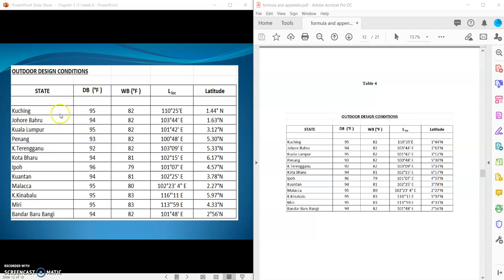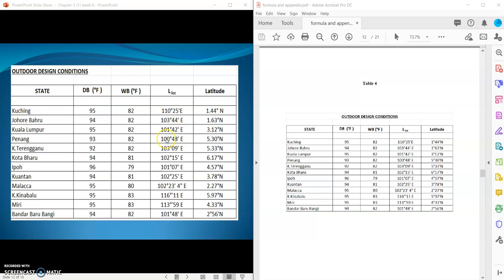Some of the states that we have here from Malaysia: Kuching, JB, KL, Penang, Kuala Terengganu, Kota Baru, Ipoh, Kuantan, Melaka, KK, Miri, and Bandar Baru Bangi. We have the dry bulb temperature in degree Fahrenheit and the wet bulb temperature in degree Fahrenheit also. Here we have the location, the longitude for the places of the state, and then this is the latitude. This is the value that we are going to put in the formula.